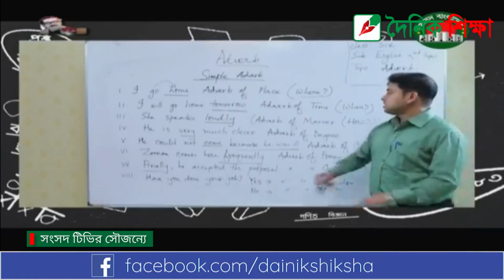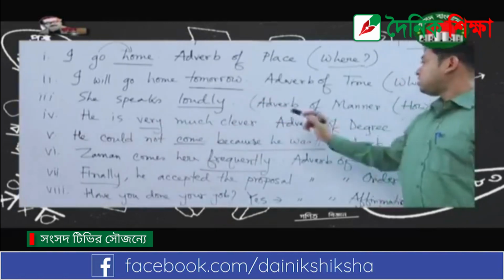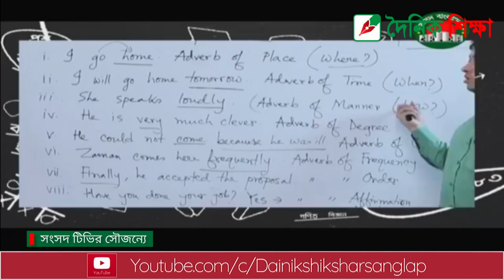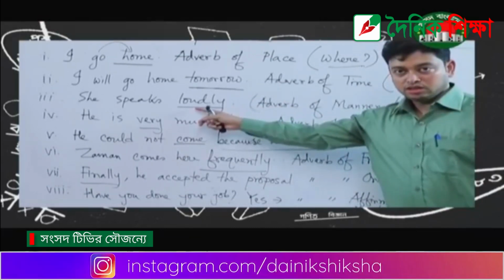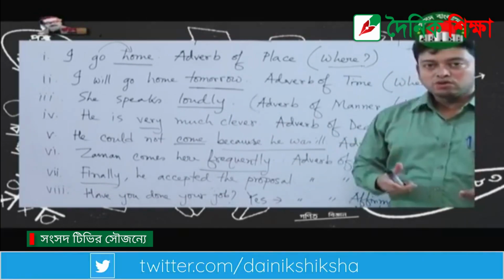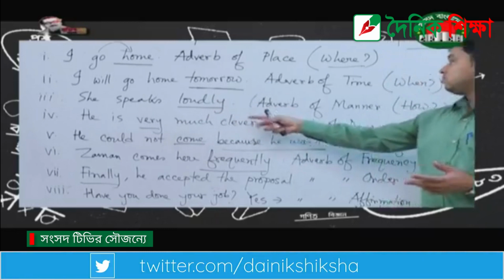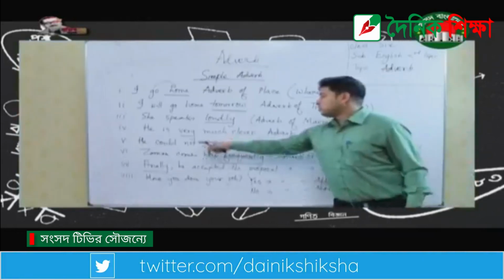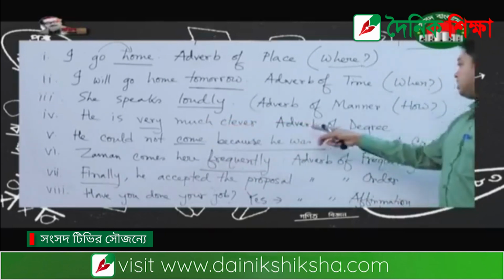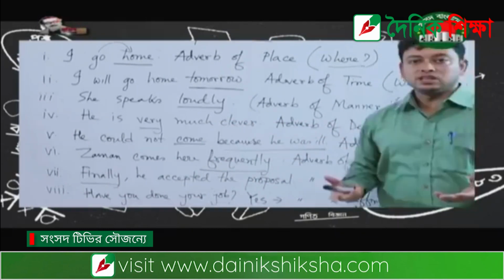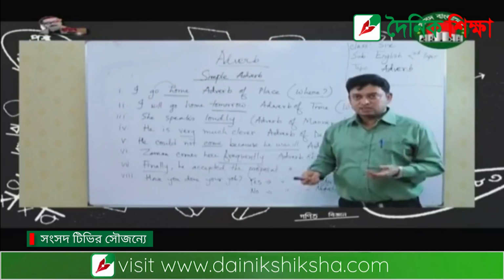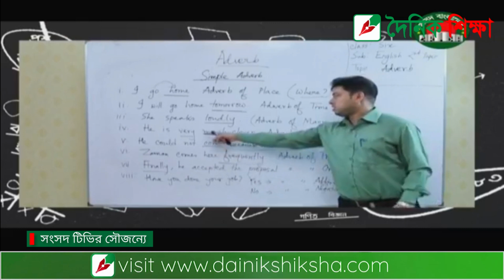She speaks loudly. So loudly is adverb of manner. How? You ask the verb how, it gives you the answer loudly. So any example that will be answered by the question how, if you get an answer, that will be adverb of manner. Number 4 is he is very much clever. Now very, adverb of degree. How much clever is he? So this is talking about how much, very or less, more or less, something like this. That's why this is adverb of degree.